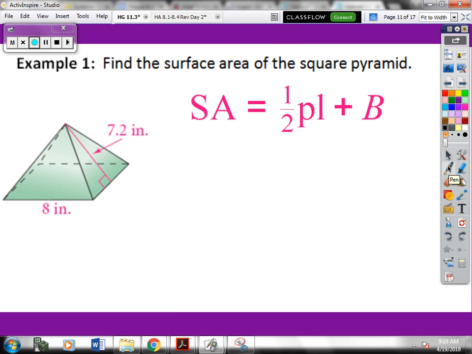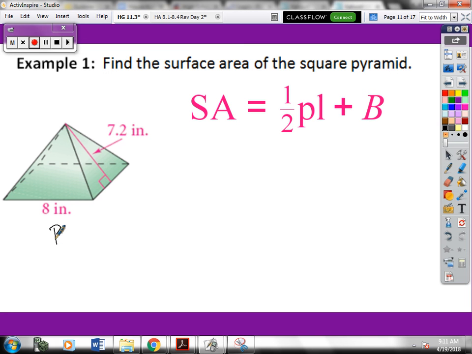All right, now again, always make sure you read directions, because sometimes they ask you for lateral and surface. Sometimes they just ask you for surface. So if they just ask you for surface area, you don't have to find both. You can just use the surface area formula. So our first one says, find the surface area of the square pyramid. So we'll write out our formula, which is 1/2 PL plus B.